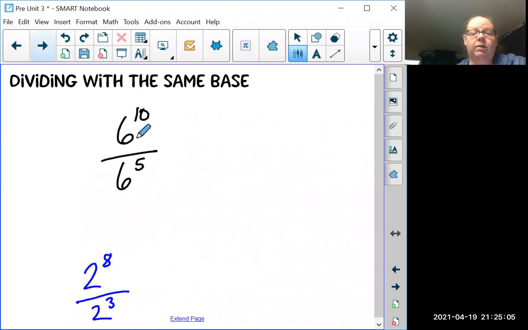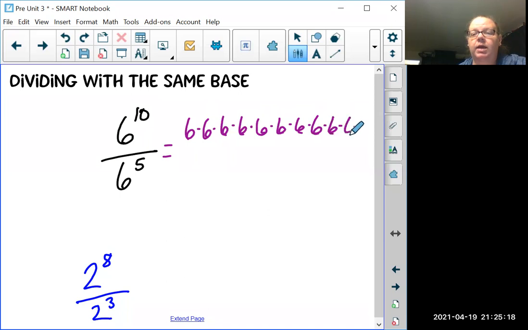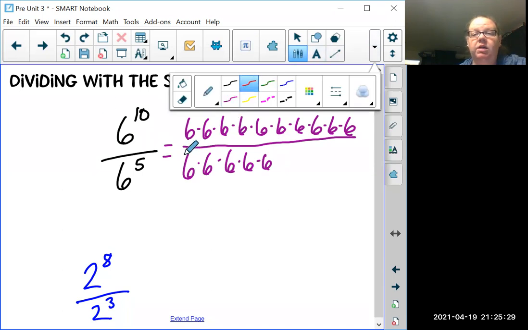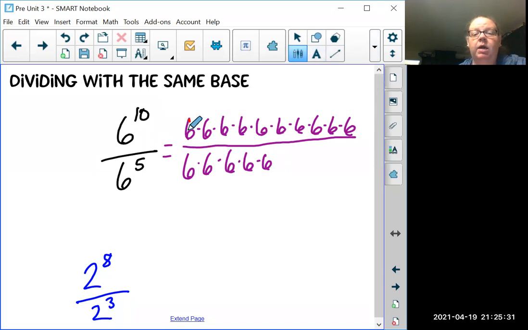Now for dividing with the same base. Notice these both have 6s, so let's follow the same idea. This means that we have ten 6s: 1, 2, 3, 4, 5, 6, 7, 8, 9, 10. On the bottom, we have 6 five times: 1, 2, 3, 4, 5. And we should know, especially after the unit we just finished, that if we have the same number on top and bottom, they divide to make a 1 as long as we're multiplying them.